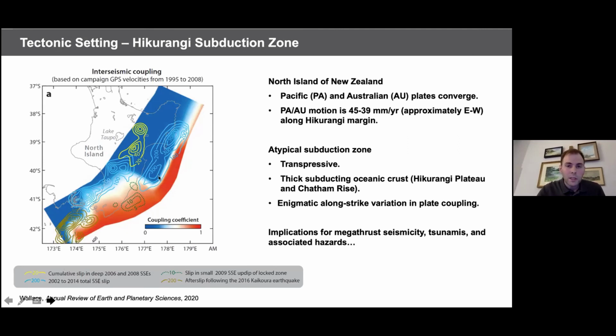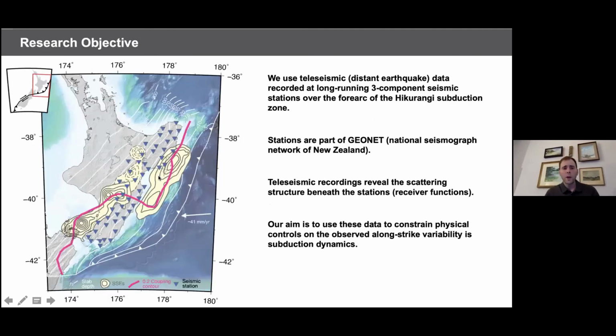And so what we'd like to do with this study is look at passive seismic data recorded on the National Seismograph Network of New Zealand at all these stations over the forearc of New Zealand, and try to constrain tectonic structure beneath these stations. We'd like to say something about the deformation and possible mechanical controls on plate coupling along the margin, from south to north, and see if we can help describe this phenomenon.